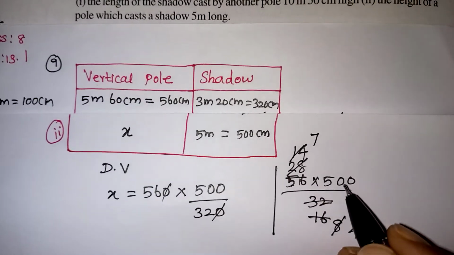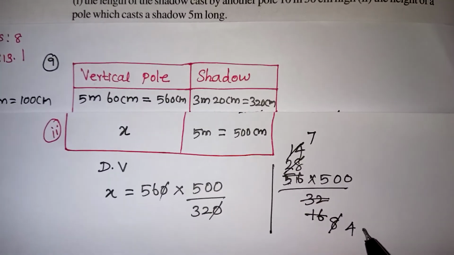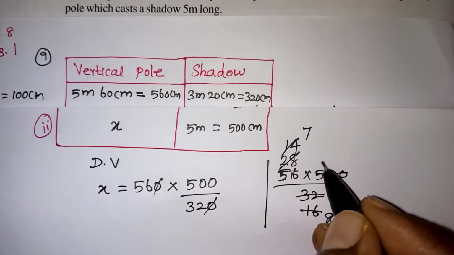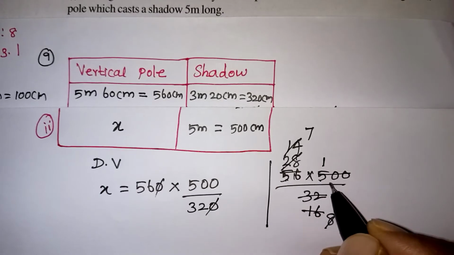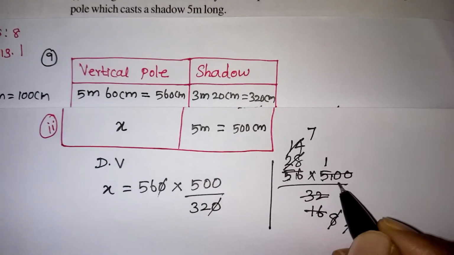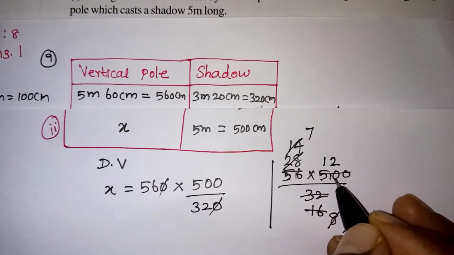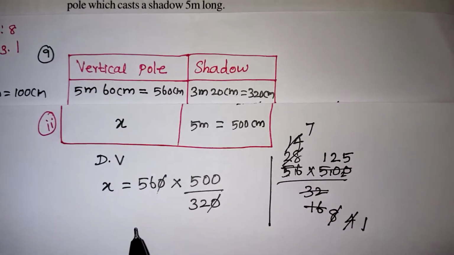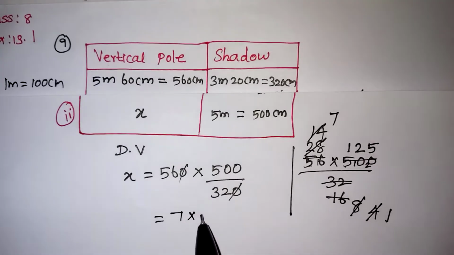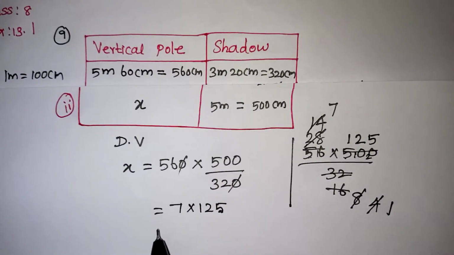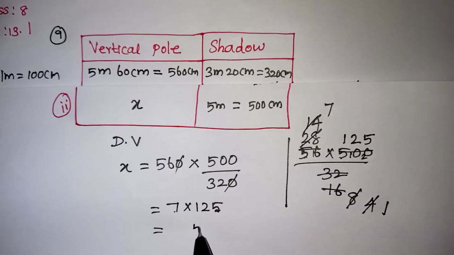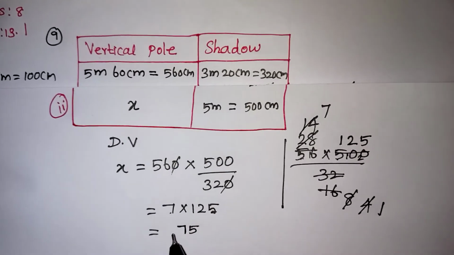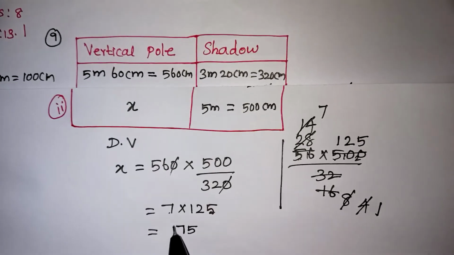Now this 4 and this 500 we can cancel it. 1 4s are 4. In 500, 1 time 4 is available, 1 4s are 4. Balance 1, this will become 10. 2 4s are 8. Balance 2, 5 4s are 20. So 125 we are getting. Now 7 into 125 is our value. Now multiply, 7 5s are 35. Balance 3. 7 2s are 14 plus 3, 17. Balance 1. 7 1s are 7. 7 plus 1 is 8.